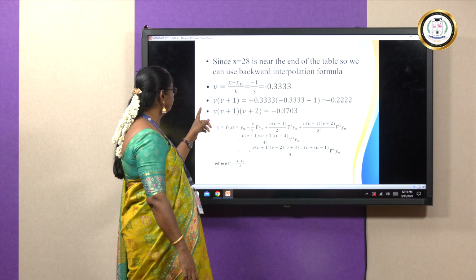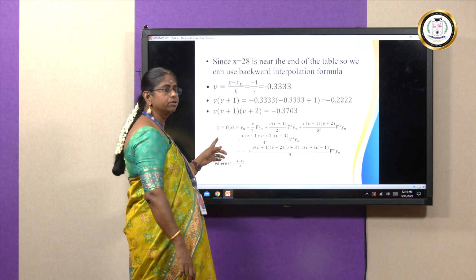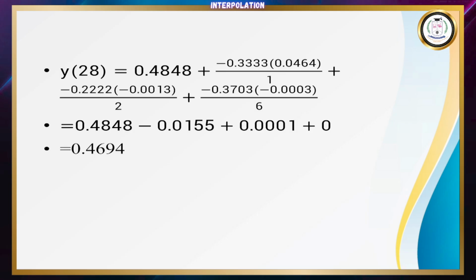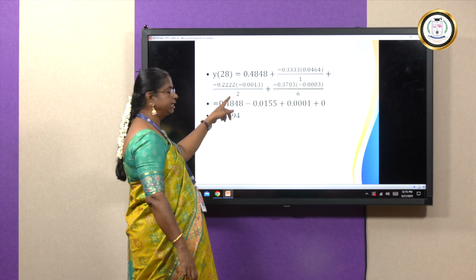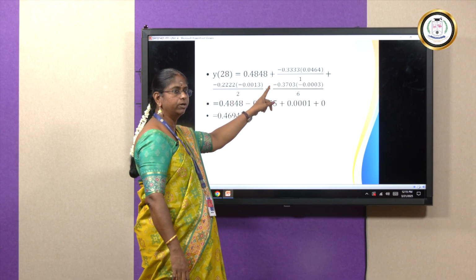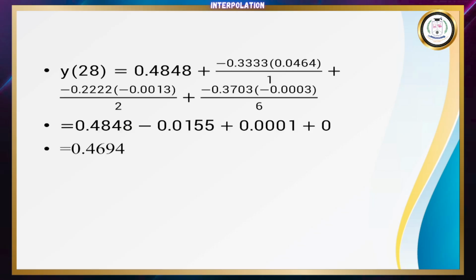Then we find v plus 1, v plus 2. We have calculated them here, and then we may use the backward interpolation formula, substituting the corresponding values. So y of 28 is equal to yn plus v by 1 factorial into del yn, plus v into v plus 1 by 2 factorial into del square yn, plus v into v plus 1 into v plus 2 by 3 factorial, so 3 factorial is 6, into del cube yn. After simplifying this, I am getting 0.4694.